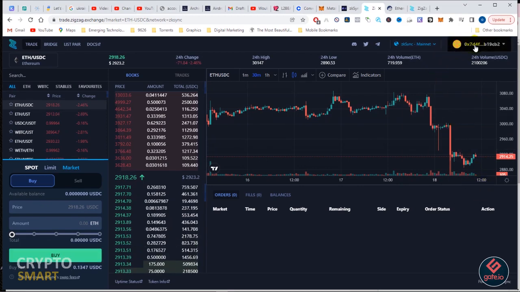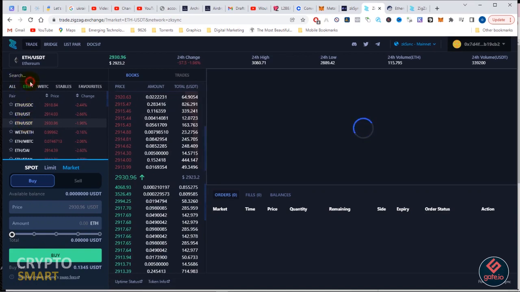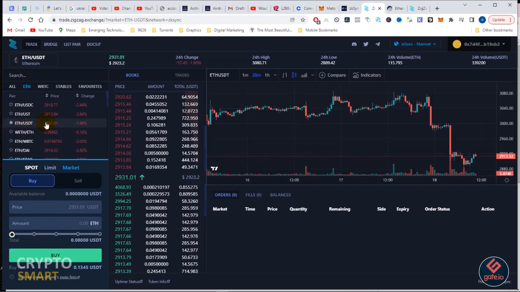It should sign by now. My account is connected successfully, so I can now buy and sell. I can buy at limit order, or you can use market buy. The market pair that I want to trade is ETH and USDT. I'll just select it. You can either search for it here or just select it. It's the same thing, but that's what I'm familiar with.